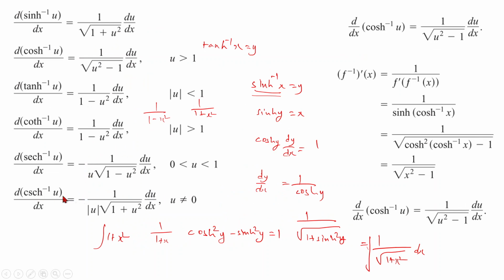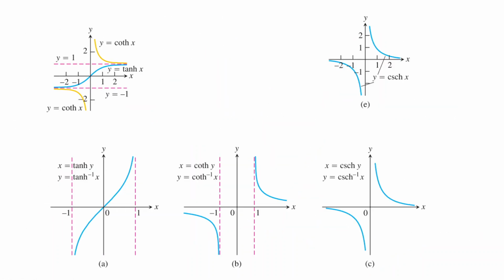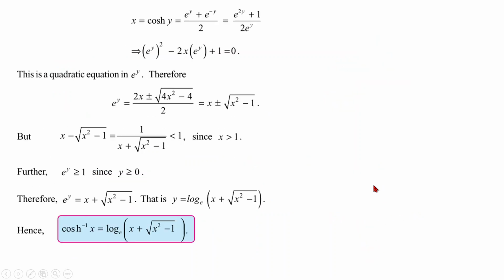What about cosecant h? So secant h, the graph is only in the quadrant 1. Here it becomes a little tricky. The cosech inverse graph is in both quadrant 1 and quadrant 3, right? Where is this inverse? It is both in quadrant 1 and quadrant 3. And what about the slope? The slope is always negative, right? Yes, slope is always negative.